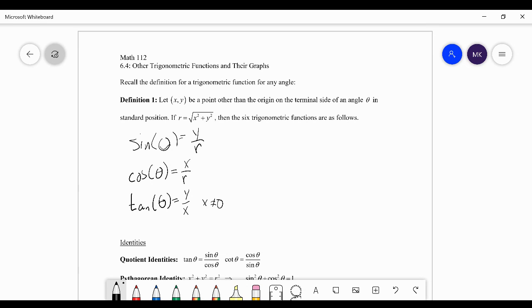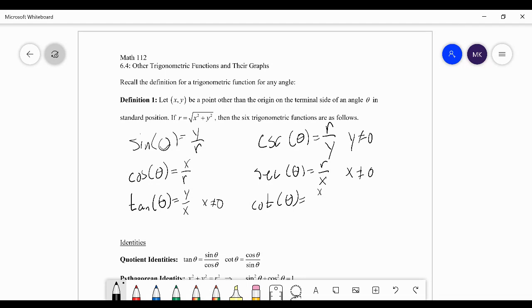And as we saw in 6.3, at places where x is 0, we get these tangent lines, and so the graph of the tangent function got all crazy. We're going to see that again today with some other functions. The other three functions: cosecant of theta is just the reverse, so it's r over y, so y cannot be 0. Secant of theta is r over x, so x cannot equal 0. And lastly, cotangent of theta is x over y, so y cannot be 0.